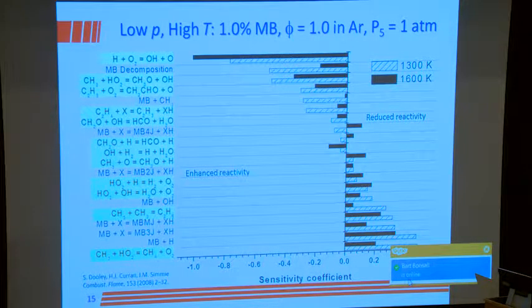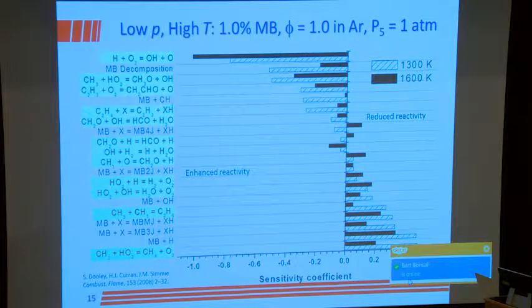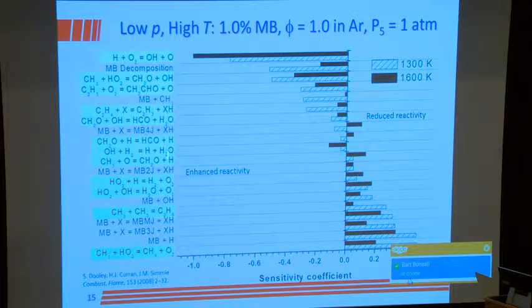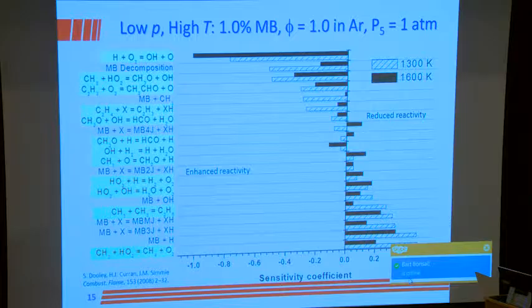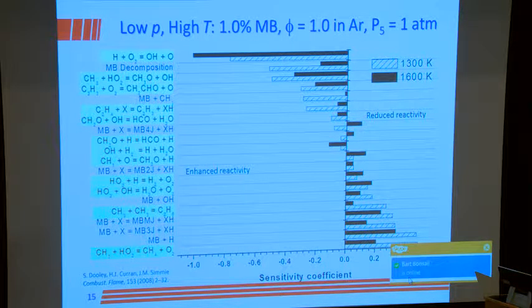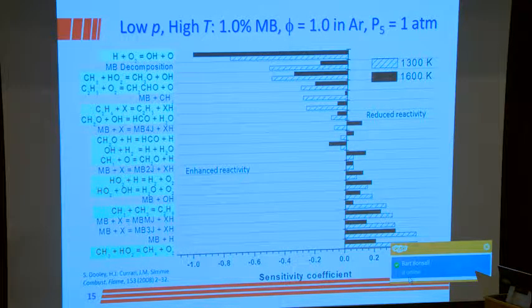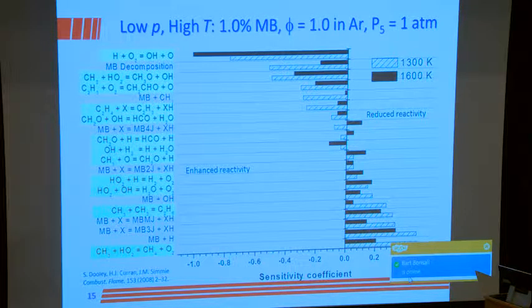I'm going to talk today, as I said, about the smaller hydrocarbon species. And there's a reason for that. Here's a sensitivity analysis, and I could do this for any fuel. This just happens to be methyl butanoate, from a work that Stephen Dooley published with us in 2008. But it could be any fuel at low pressure and high temperature: 1 atmosphere and 1300 to 1600 Kelvin. What are the important reactions?